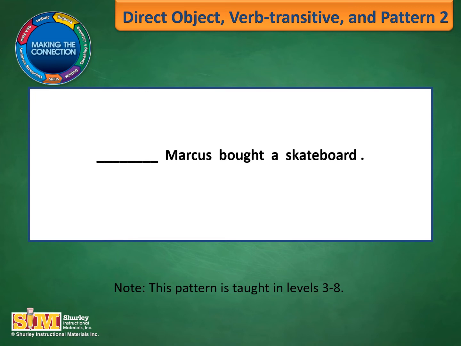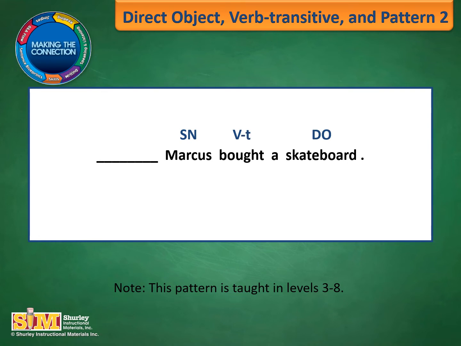Allow me to demonstrate the question and answer flow to label and classify the example Pattern 2 sentence correctly. Ready? Marcus bought a skateboard. Who bought a skateboard? Marcus. Subject noun. What is being said about Marcus? Marcus bought. Verb. Marcus bought what? Skateboard. Verify the noun. Does skateboard mean the same thing as Marcus? No. Skateboard. Direct object. Bought.